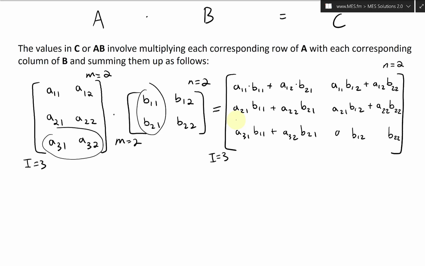So the next one's going to be just A31. Move this here, multiply by that in here. A31 plus A32, like that. All right.